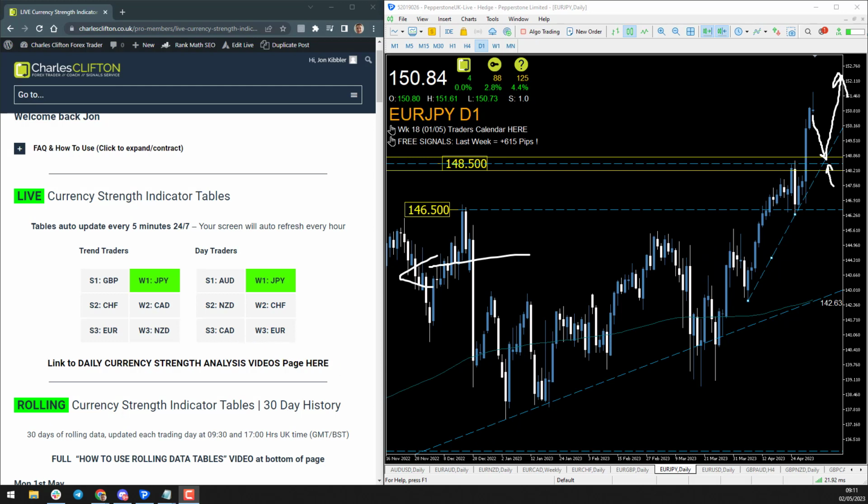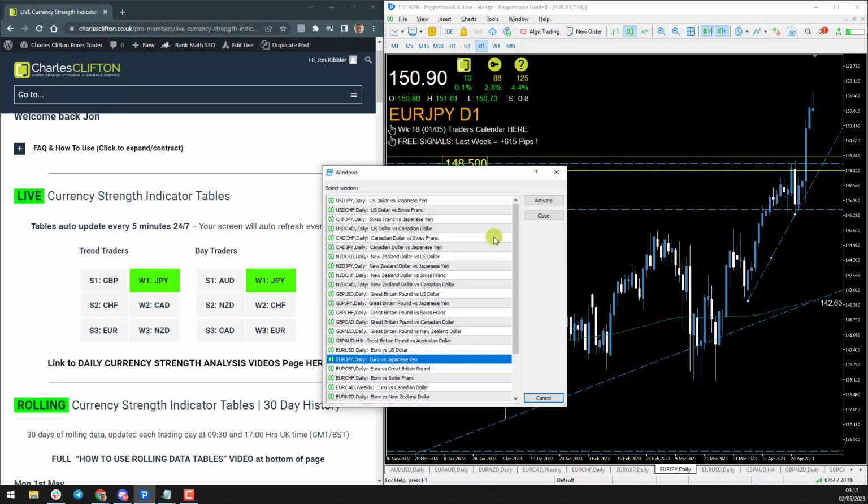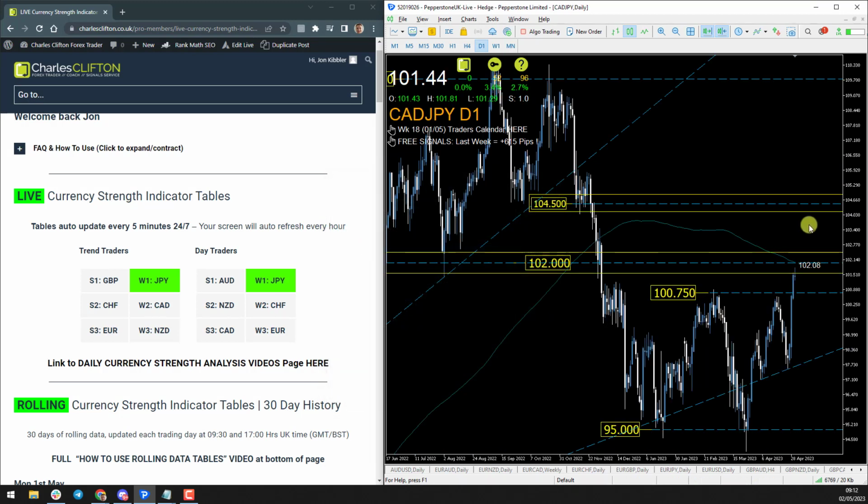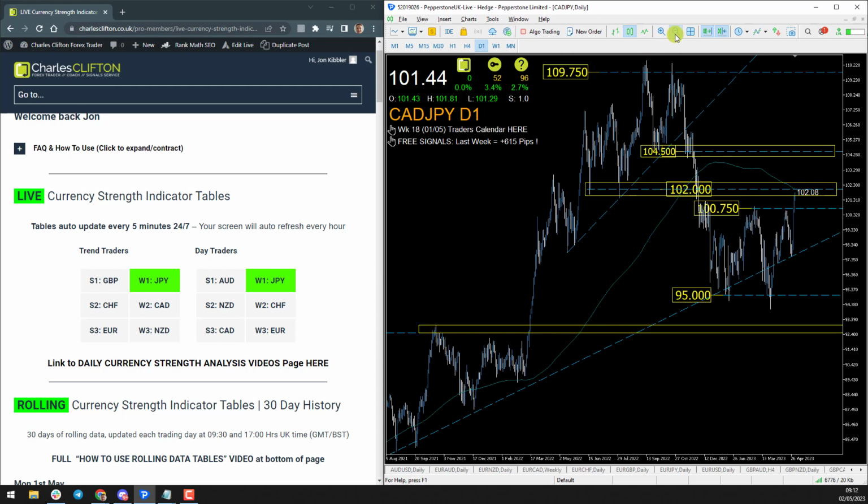Now, I did say I wanted to talk about CAD yen as well. Now, the reason why I want to talk about CAD yen is a little bit different to euro yen. In fact, CAD yen is actually coming up into a key level of resistance. If I just zoom out slightly here, we're actually coming up into the 102. But again, obviously, suggesting that we should be looking for a little bit of strength in CAD at the moment.